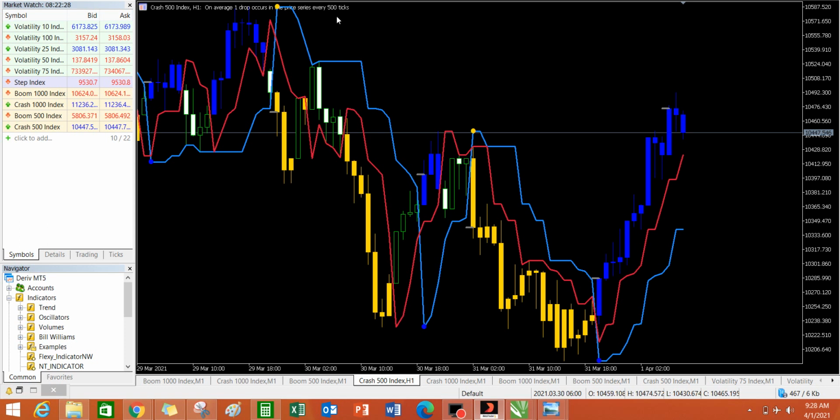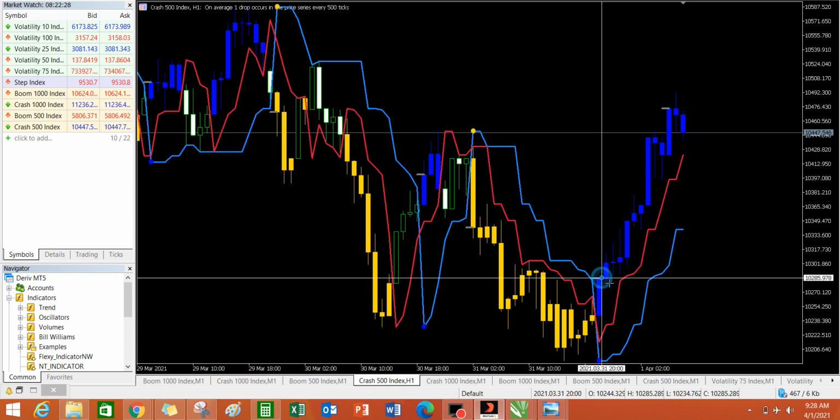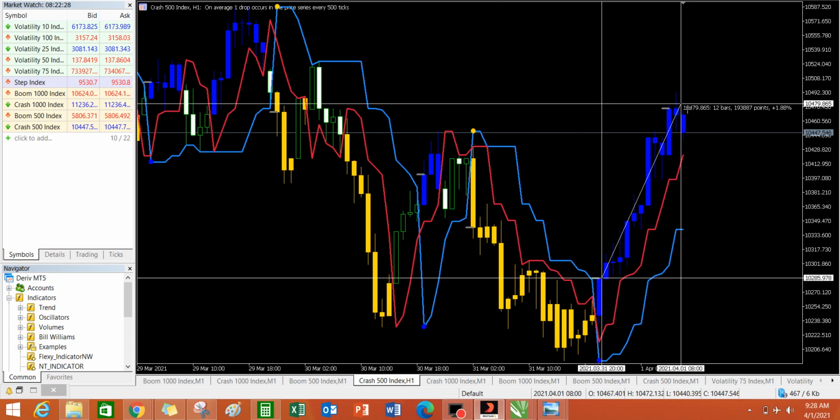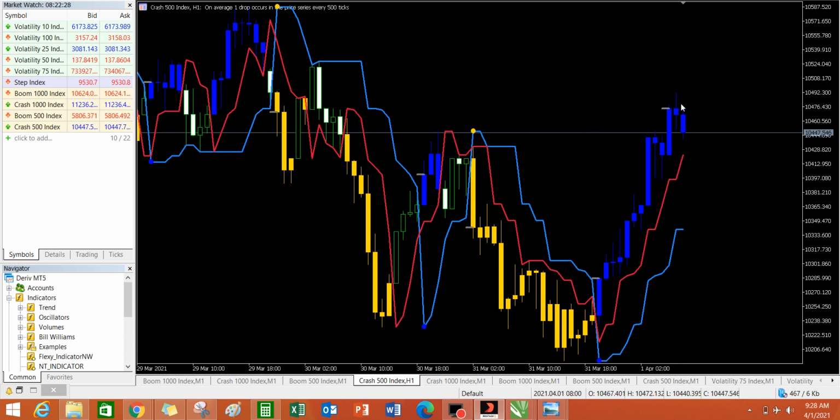This is the 1 hour time frame. You can imagine being in the market for this long. This is amazing. This is about 12 candles, which is about 12 hours. Being in the market for 12 hours is amazing. So that is that. I will be stopping here with the analysis.